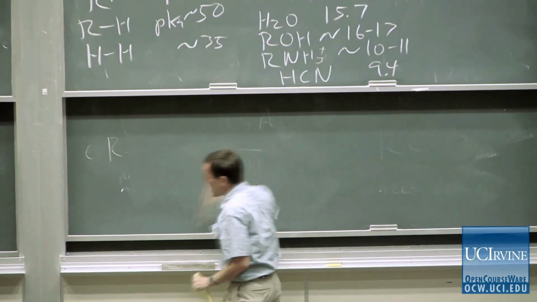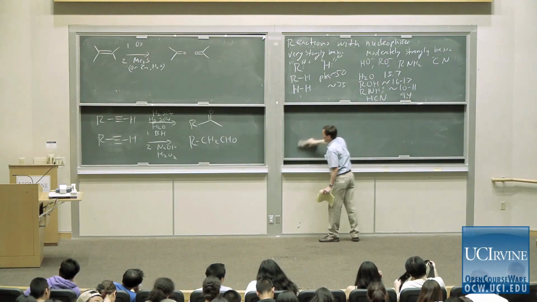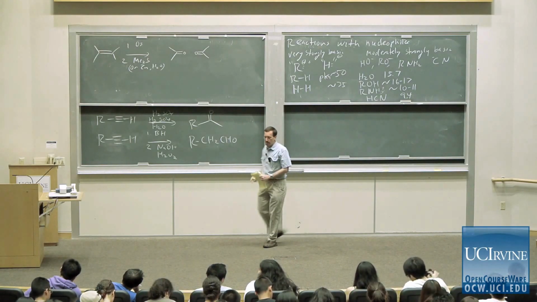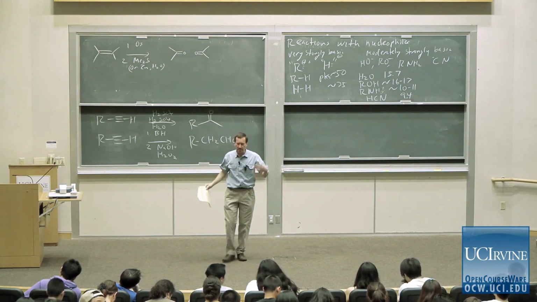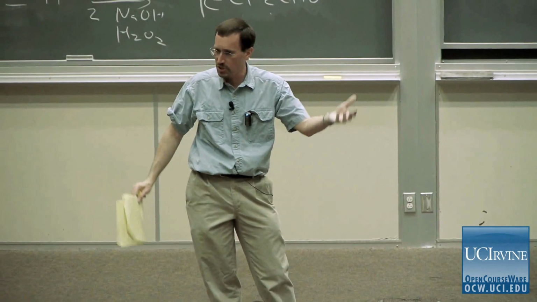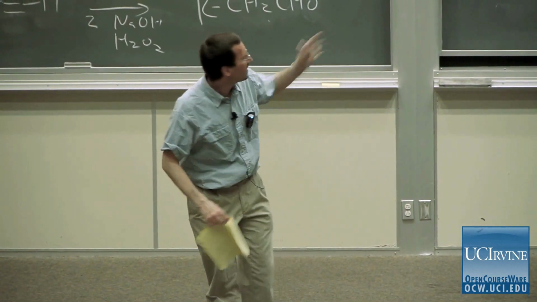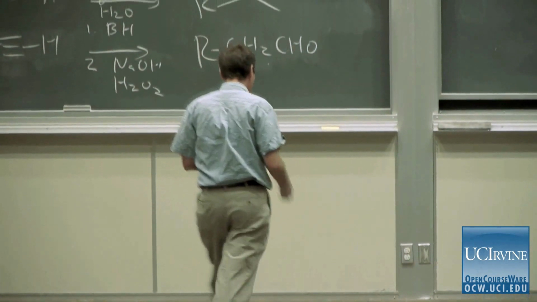All right, so that takes care of what I'd call very basic and moderately basic nucleophiles. And you could probably predict that there would be others in that category, things like hydrogen sulfide, where you have a similar sort of pKa. But this is plenty to get us started.